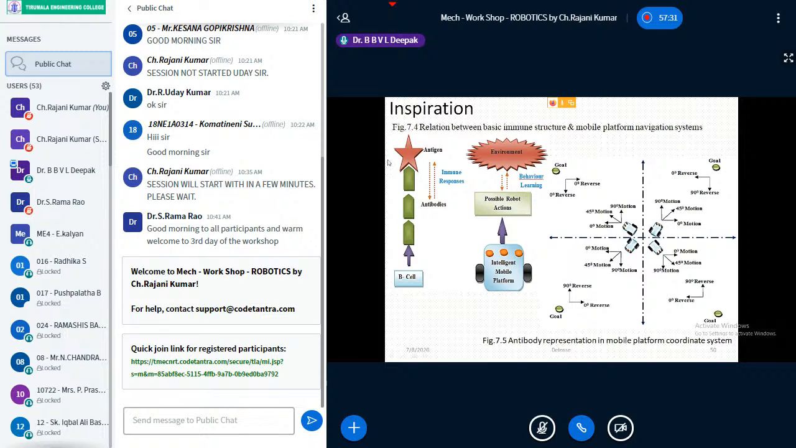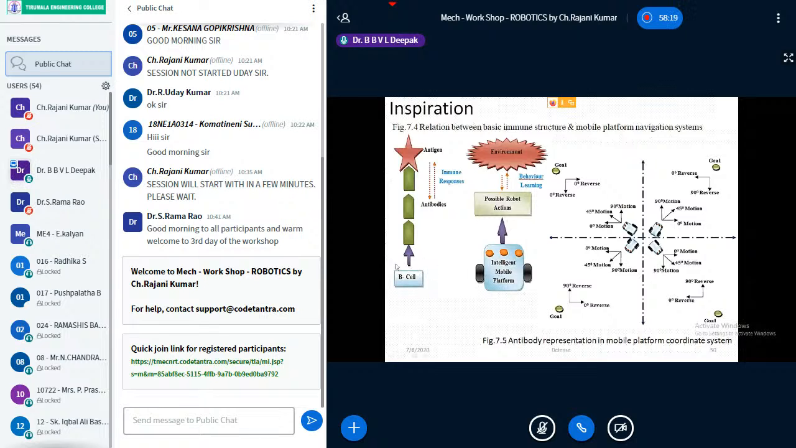Now let us see this immune behavior. If we develop some sort of intelligence and apply this intelligence to any sort of case, then we can say that is the application of an artificial immune system. So how can this be applied to mobile robot navigation to generate efficient navigation? Let us see. Initially the immune system of the body consists of the B cell. Here we are considering the B cell as our intelligent robot.